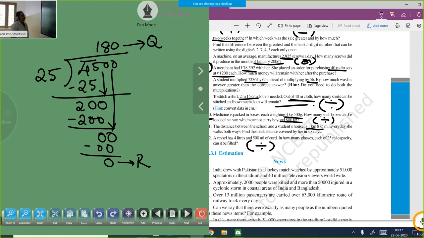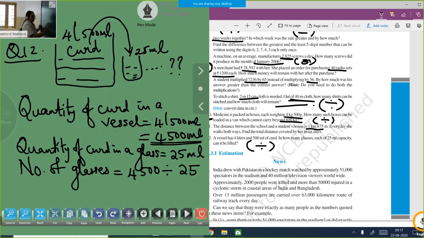So children, you also got the same answer, you had to check it, okay? Teacher got 180 glasses. Do this division in the working column and find out the answer. See, teacher got 180. You check your answer also. So what does the teacher have to write? Teacher has to write here in the step: number of glasses needed is 180 glasses. So we need 180 glasses to fill this 4500 ml of curd.